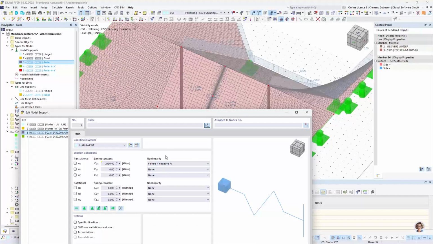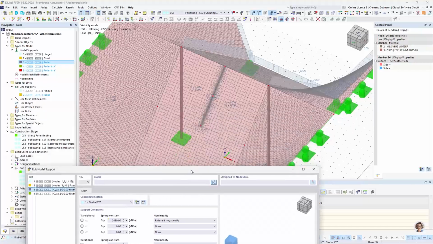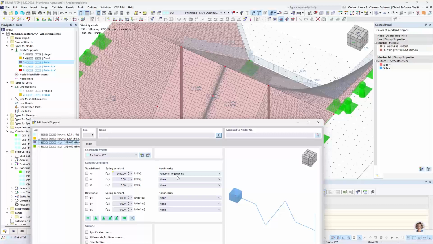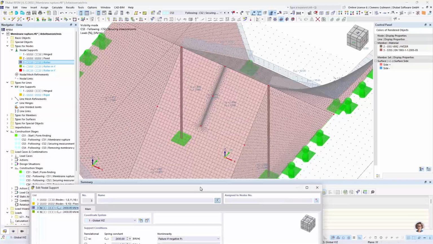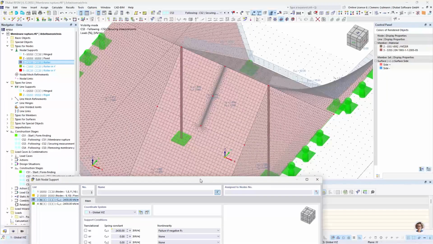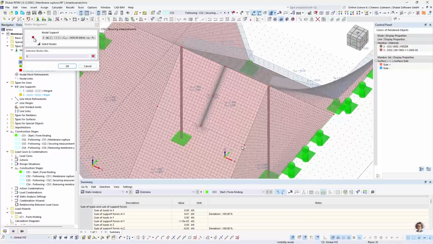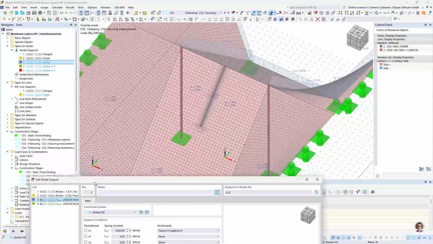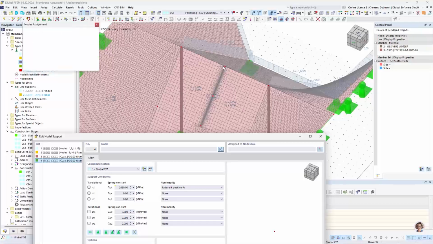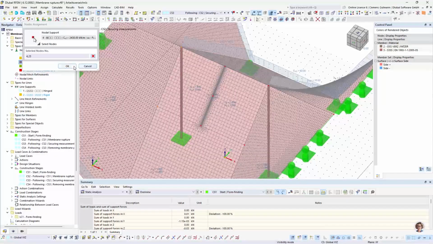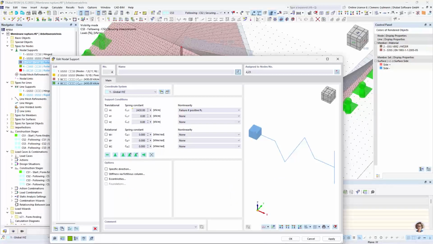So I always memorize how the nonlinearities work like this. If you have a failure in negative x direction, that means that this node can move in this direction. So in our case, the right side can move to the negative direction. So this is the right support for these two nodes. And for the other side, we have the other one. Okay.